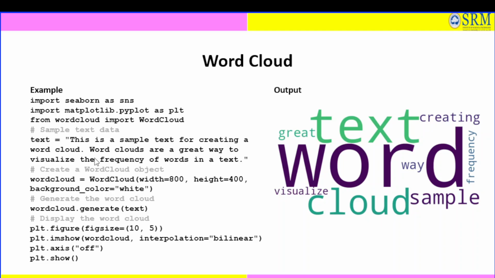In order to create a word cloud by using Seaborn, first import the required libraries, Seaborn and Matplotlib. Apart from that, we have to import WordCloud from the wordcloud package. So your text is: this is a sample text for creating a word cloud. Word clouds are a great way to visualize the frequency of words in a text.